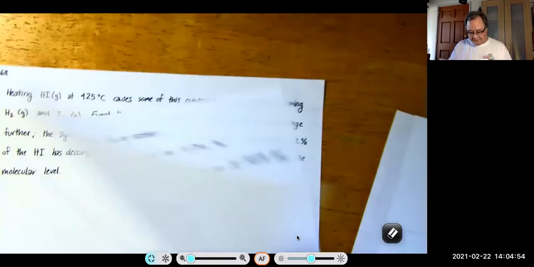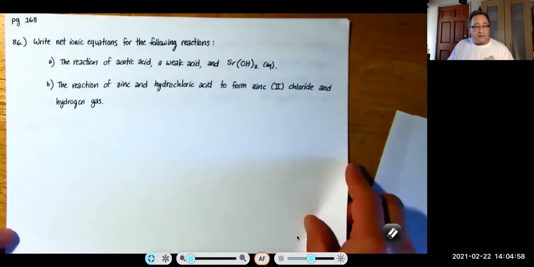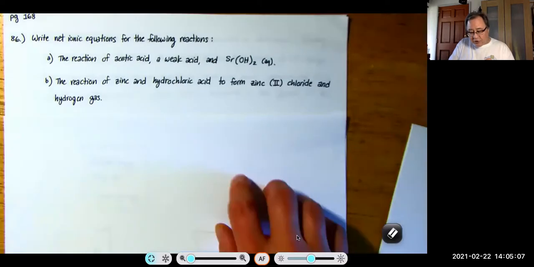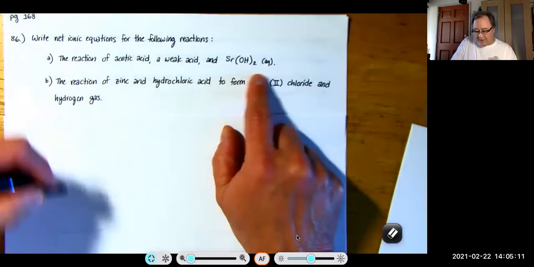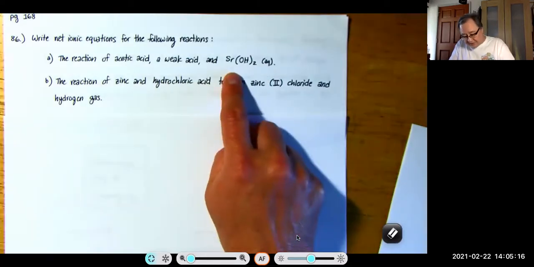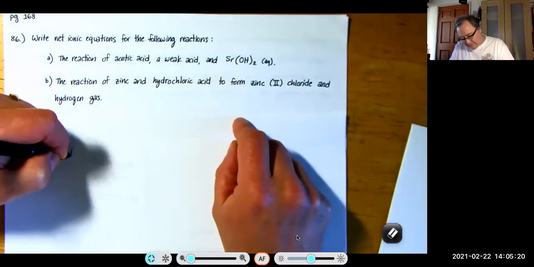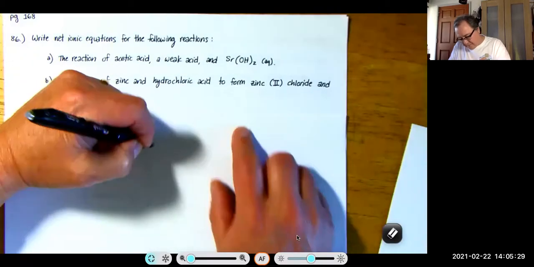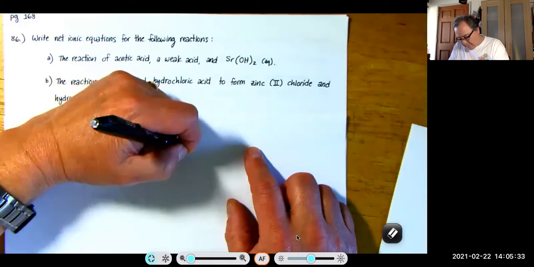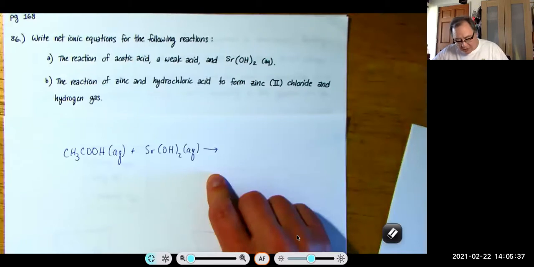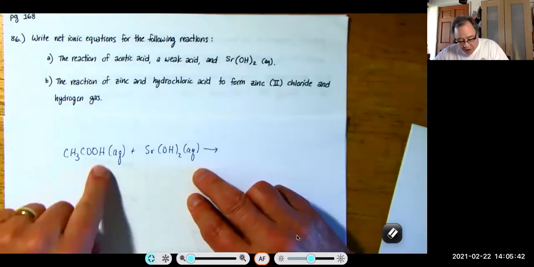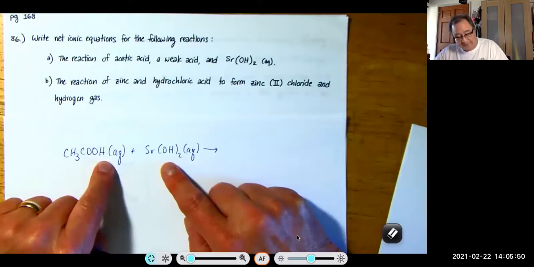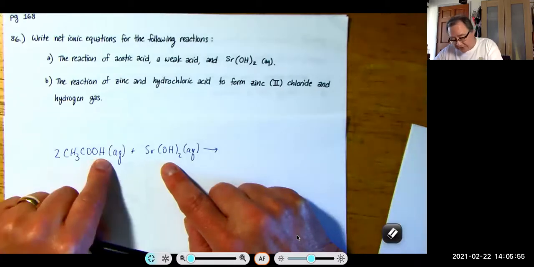Okay, this is going to be the last one we do. Write net ionic reactions for the following. Reaction of acetic acid, a weak acid, and strontium hydroxide aqueous. So this is one of those weird ones where apparently this hydroxide is soluble because it's with strontium. Okay, now I'm going to go ahead and write out the reaction itself. Here we have 1 proton, here we have 2 hydroxides. So 1 and 2 is not what we want, 2 and 2. So I'm going to put a 2 here. And now we have 2 H pluses and 2 hydroxides, which means 2 waters.